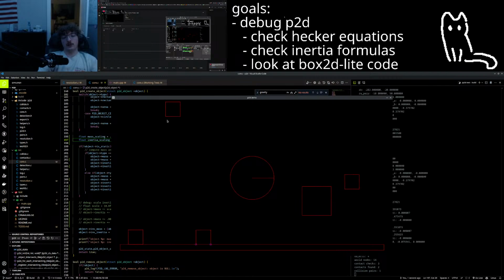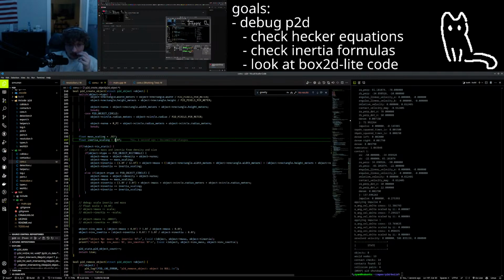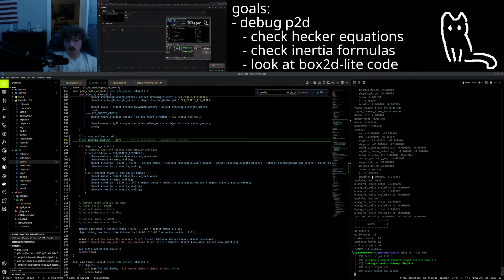If I can get a non-screwed up stack. Yeah, that's just not right at all. It should not be happening, because the inertia needs to be scaled identically.